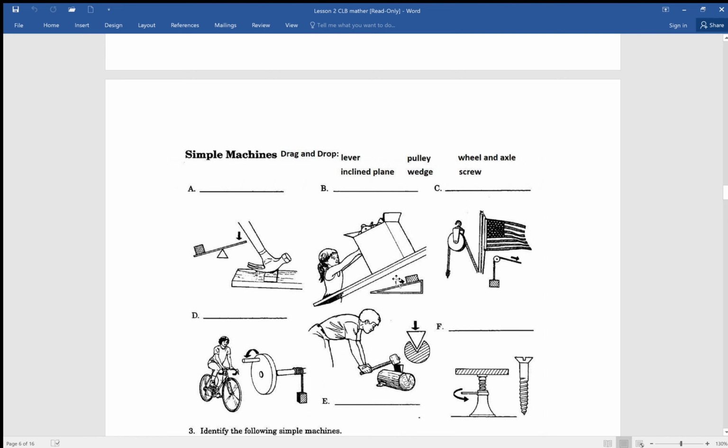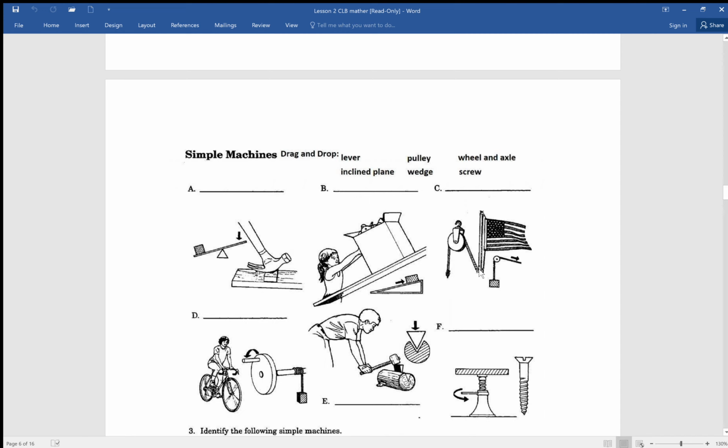What about this one? This is a wedge, but you need to make some force for this object to move up the wedge. So this girl is putting force to move this box up this wedge. See? There.